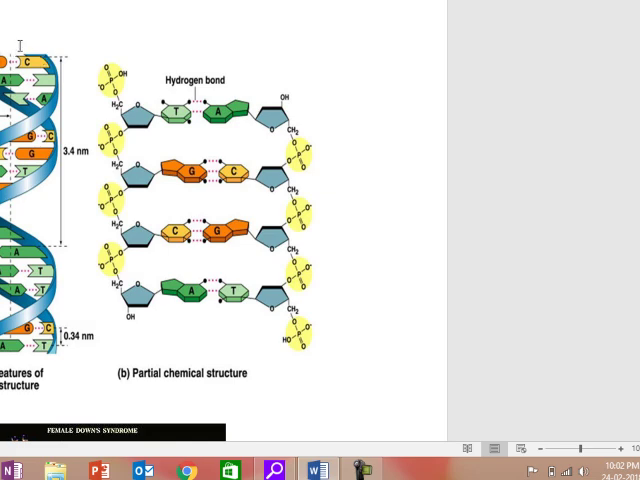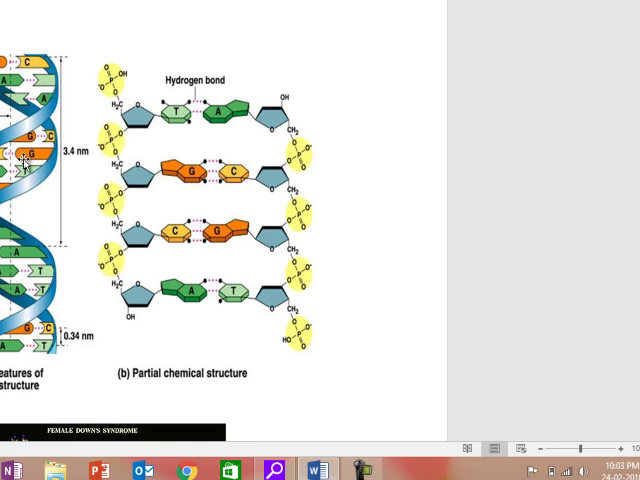So what is a polymer? Polymer is a complex molecule which is made up of simple molecules called monomers. Here nucleotide is a monomer of DNA. And each nucleotide is made up of three types of chemical components. They are nitrogen bases, sugar, and phosphate.